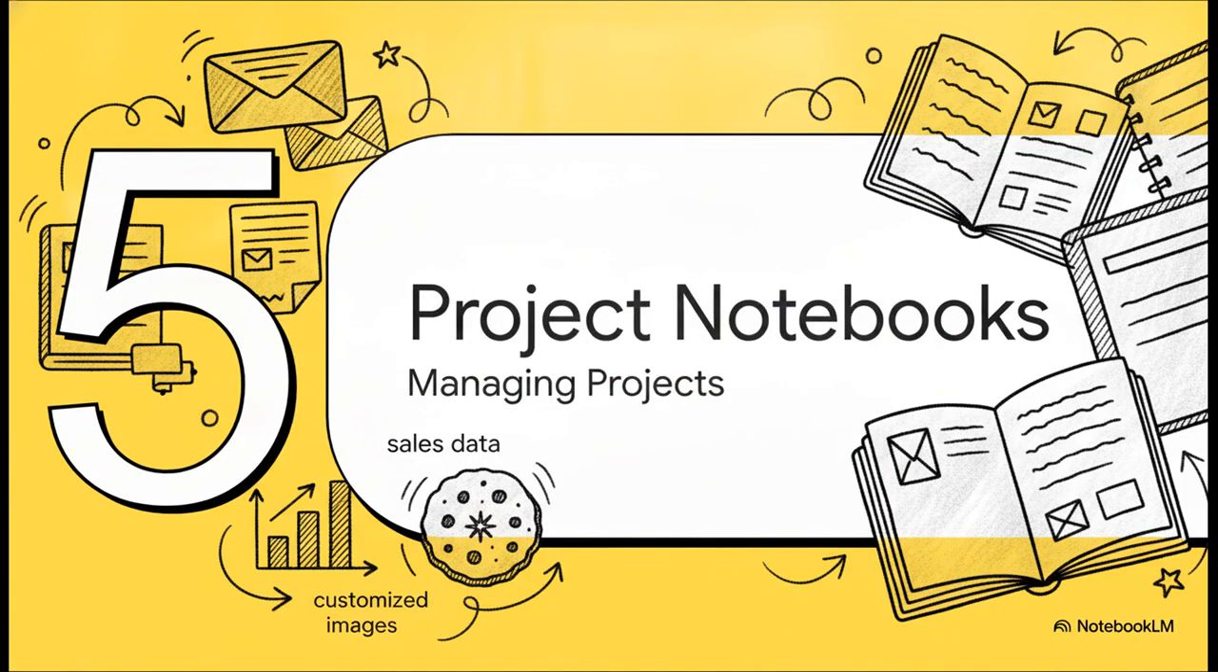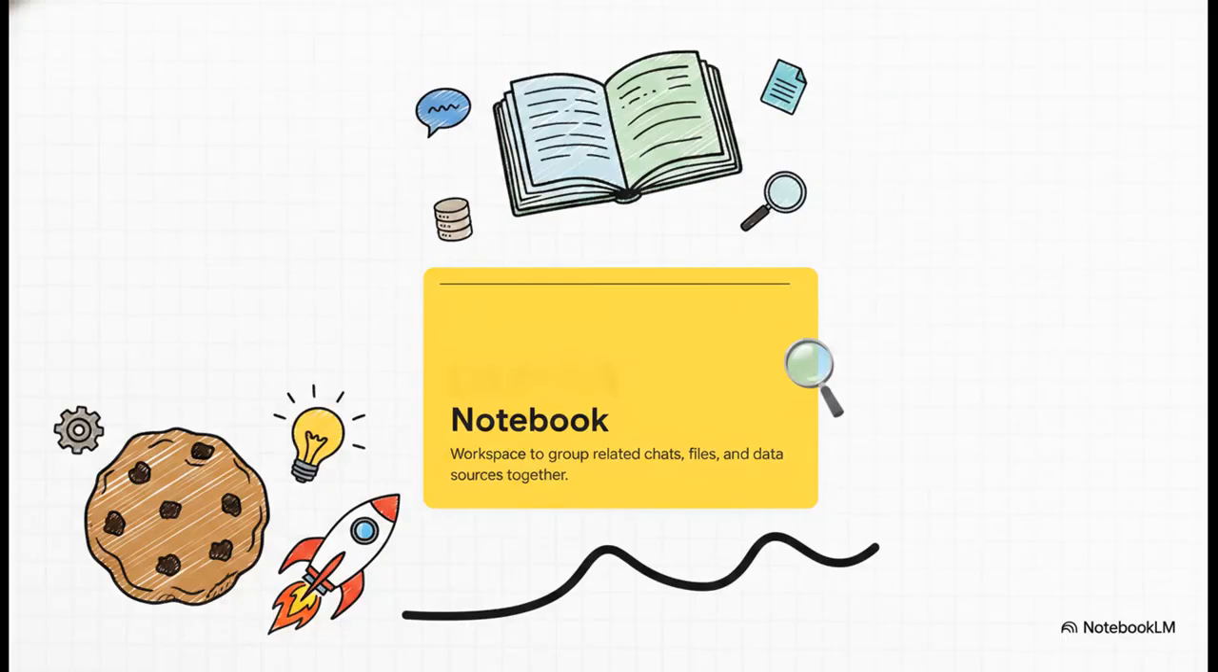Finally, Part 5. Organizing projects with notebooks. By now, our cookie launch has generated a ton of assets. We've got emails, blog posts, sales data charts, customized images, the whole shebang. To keep all this chaos perfectly contained, Gemini offers a super powerful feature called a notebook. It's basically a dedicated workspace used to group all your related conversations, files, and data sources together. For anyone managing complex workflows, this is absolutely huge.